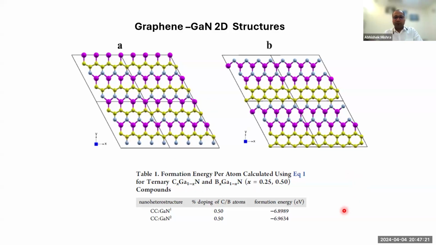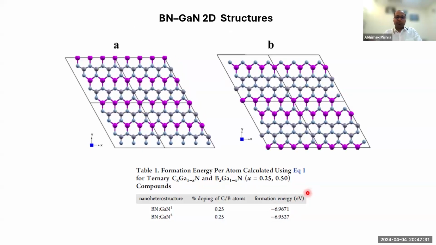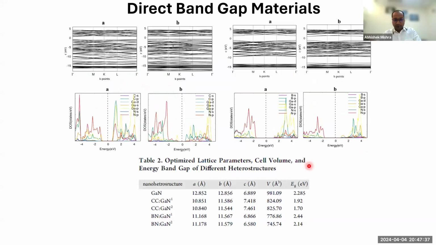in your experimentation. We calculated the formation energy, which came out to be negative, which says that you can have the formation of such structures. Similar results were indicated in the case of boron nitride and gallium nitride 2D structures. These are 2D direct band gap materials, which can find applications in various domains, including optoelectronic materials.